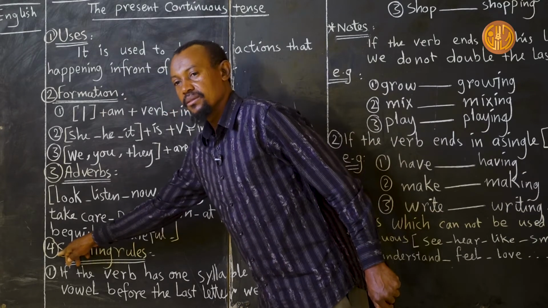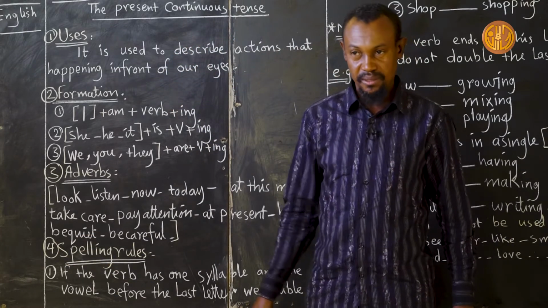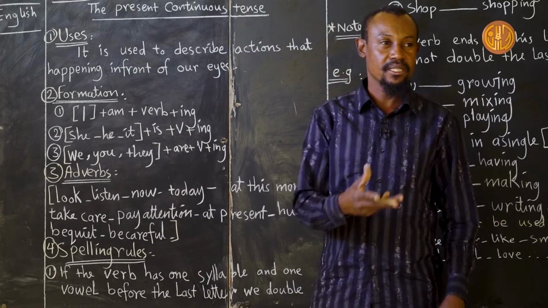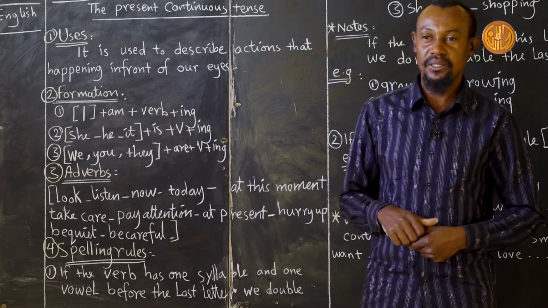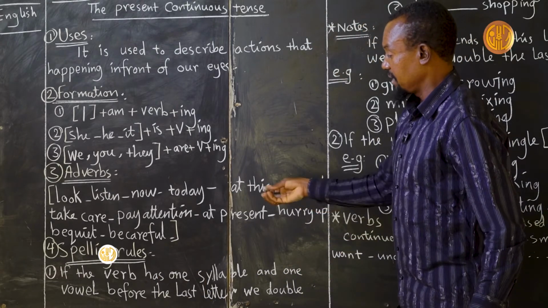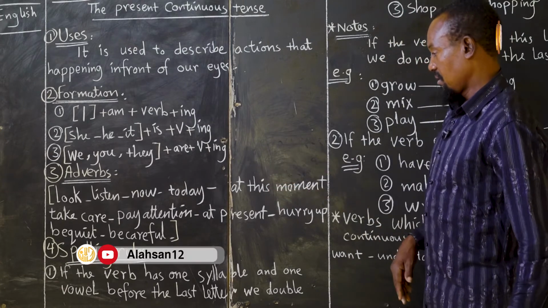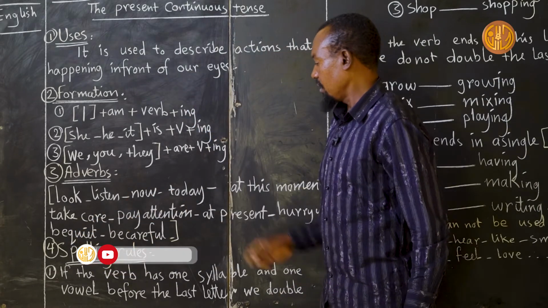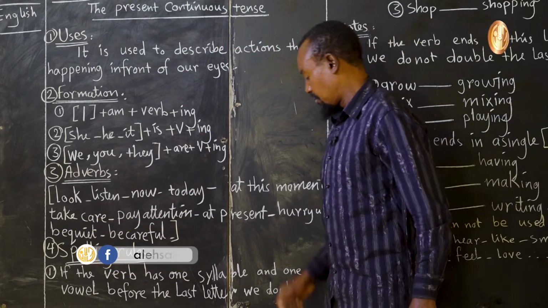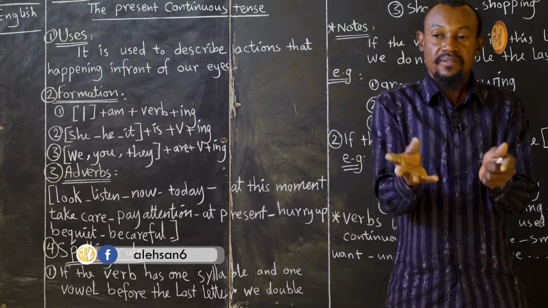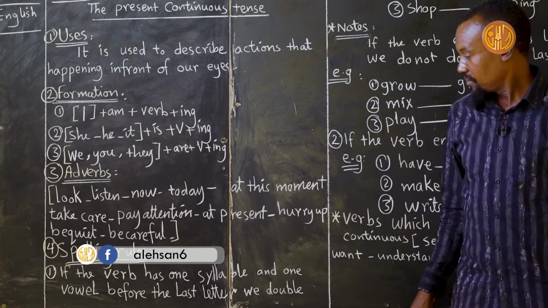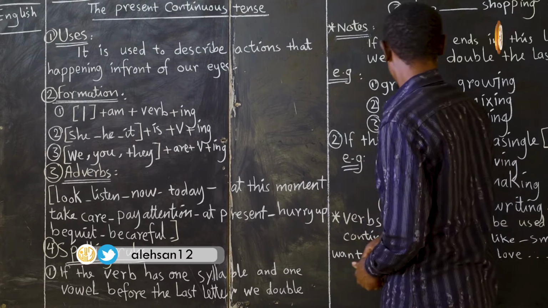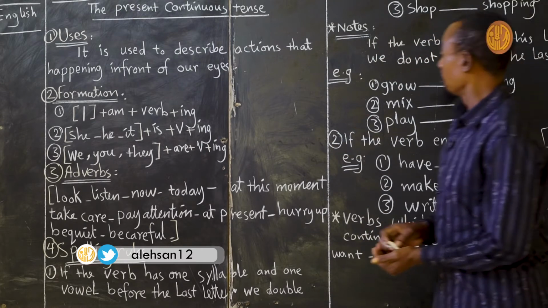Step number 4, you have spelling rules. These rules may help you to know when we double the last letter, when we omit the letter E, and how we write the verb in the correct formation. Here the first step in the spelling rule: if the verb has one syllable, student, at first you look at the verb between brackets. If the verb between brackets has one syllable, some students don't know what we mean by syllable.